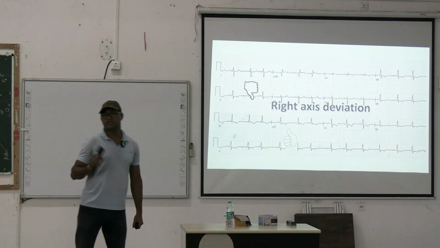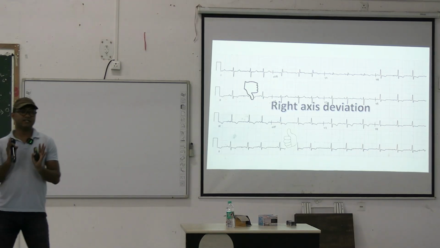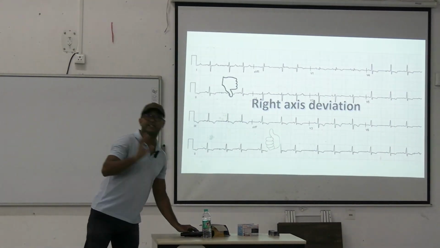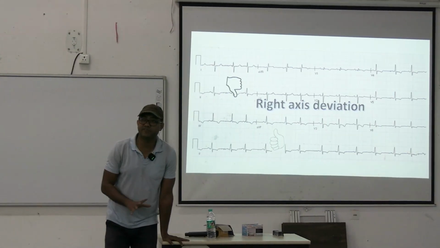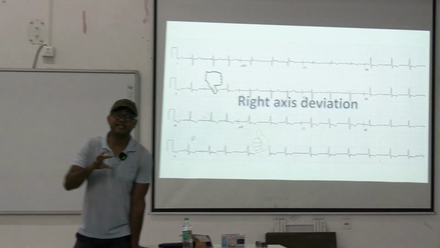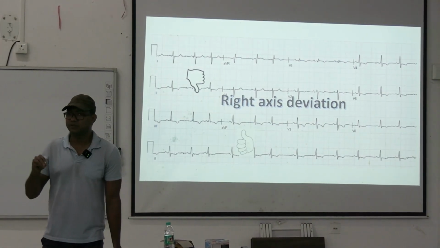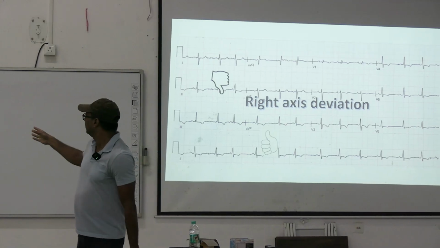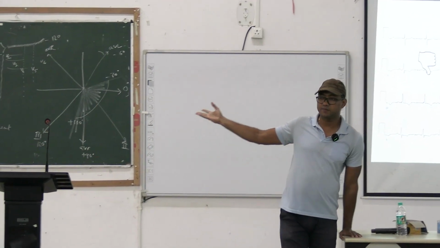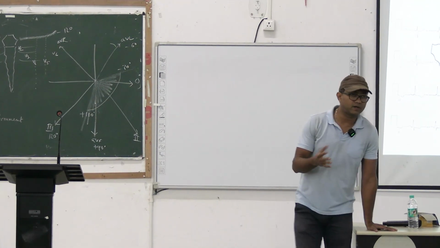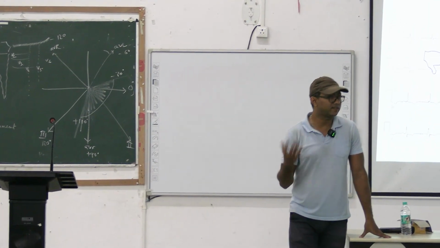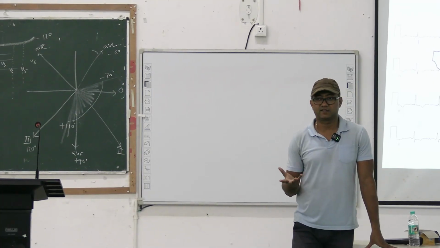So left axis deviation, right axis deviation, immediately by seeing. With the thumb rule we can immediately tell whether it is left axis deviation or right axis deviation, but we can't comment about the exact axis. If it is right axis deviation, that means it is beyond +110 degrees, but tell me what the exact axis is, whether it is 120 degrees or 130 degrees.